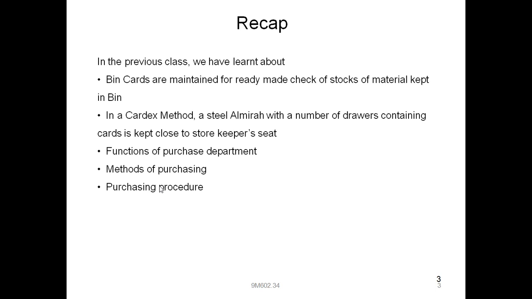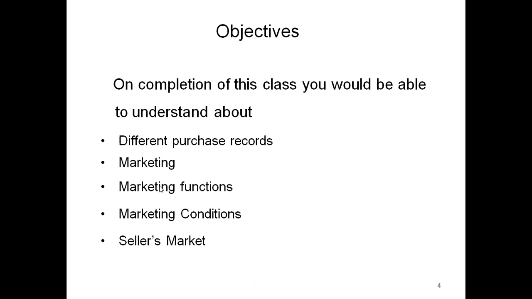Next comes the functions of management. We have seen objectives and functions of purchase department, and then the methods of purchasing, and then the purchasing procedure. Now, today, on completion of this class, you'd be able to know what are the different purchase records, and we are entering into a new chapter, marketing. In that, you will be learning what is marketing, marketing functions, marketing conditions, sellers market, buyers market, etc.